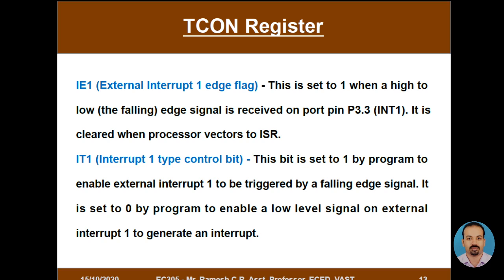If IE1 is equal to 1 and IT1 equal to 0, then even though we have set the signal as high to low, the transition of high to low won't trigger an interrupt request. Rather, after this transition we can see there is a low level, so that low level will be taken as the source for generating the interrupt request. Okay, so that's the difference.